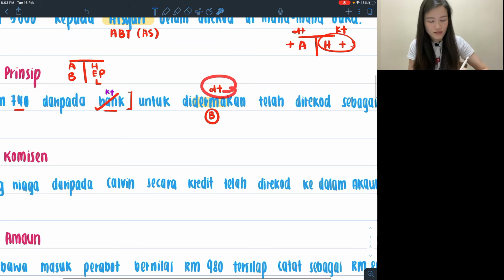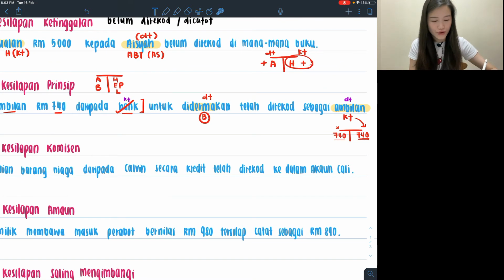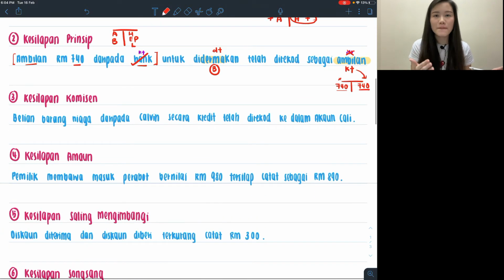So how to tell? You see this one? Belanja is on the debit side. So positive is always on its original position. That's why we're going to have derma to do catatan bergu dengan ambilan on the credit side. So this purple color one is the past already. I don't want it anymore. I want to do a reversed way, so we put on the opposite side, which is credit. Okay, so let's move on to kesilapan commission.